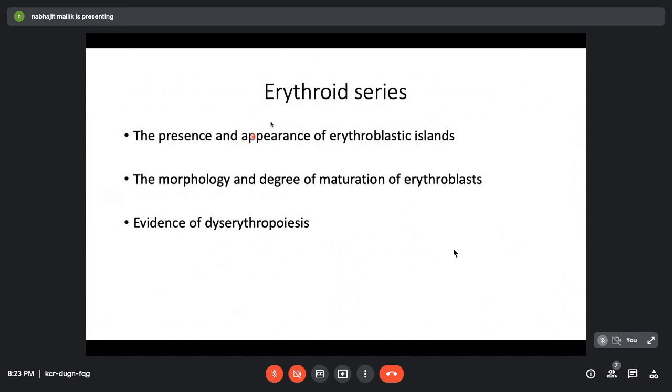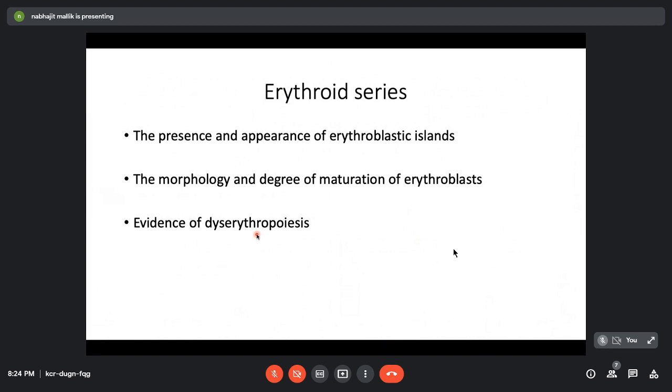Now, in the erythroid series, what we have to look for is the presence and appearance of erythroblastic islands. We have to look for the morphology and degree of maturation of erythroblasts, and we have to look for evidence of dyserythropoiesis, which of course is much better visualized in the bone marrow aspirate smears.